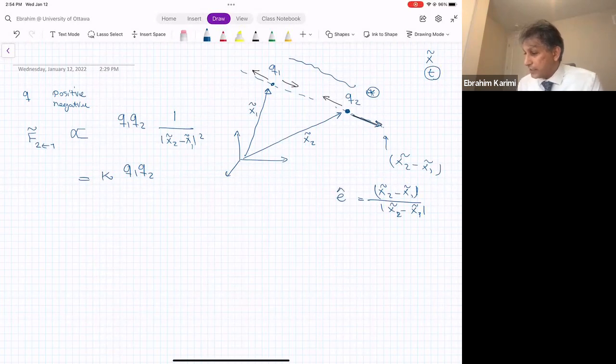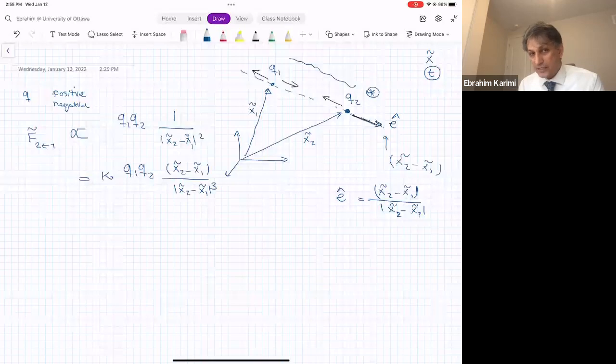And we agreed that based on the experiment, which is empirical knowledge, if q1 q2 is positive, then that will be repelling, and it will be along the E vector. If q1 q2 is negative, then that will be attracting, so it will be in the negative direction of E1. So then we will get this relation, which is x2 minus x1 divided by the absolute value of x2 minus x1 to the power of 3.